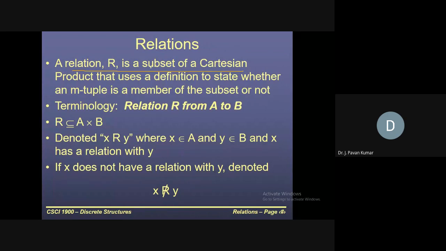A relation R is a subset of a Cartesian product that uses a definition to state whether an M tuple is a member of the subset or not. Okay, fine. And now we will see the example. Do not worry, you understand up to this. Relation is nothing but a subset of a Cartesian product. Here we will be having the definition for R stating, of course, it is a subset. In addition to that, what is the characterization to determine whether one particular tuple is part of the relation or not? Try to understand here.